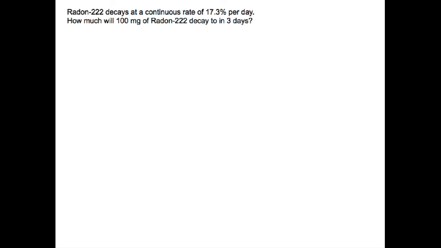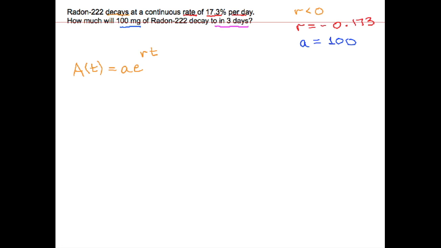Radon 222 decays at a continuous rate of 17.3% per day. How much will 100 milligrams of radon 222 decay to in 3 days? Well, my exponential decay function is A of t equals A e to the RT. And if we do have exponential decay, which we do, we know r is negative. So let's identify which variables we were given. We know that we decay at a rate of 17.3% per day, so r is equal to negative 0.173. We know initially there are 100 milligrams, so that means A, the initial value, is 100. And we want to know how much of that 100 milligrams will decay to in 3 days. So we know T is equal to 3.